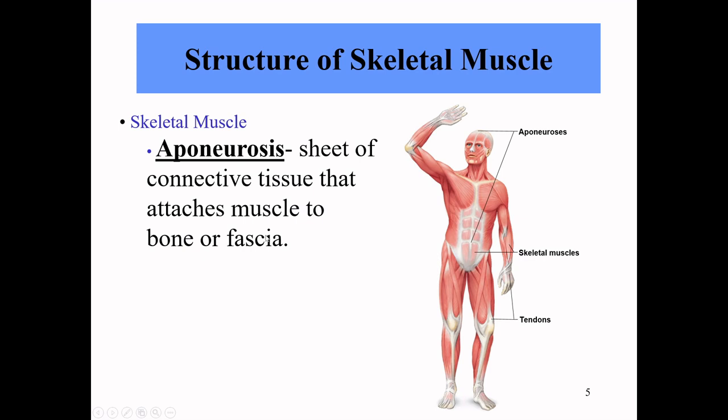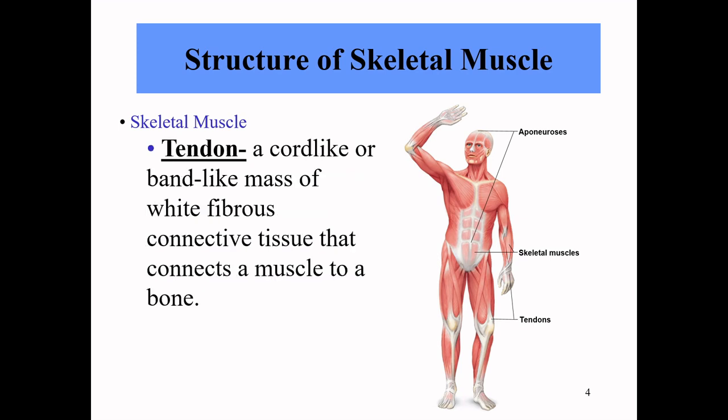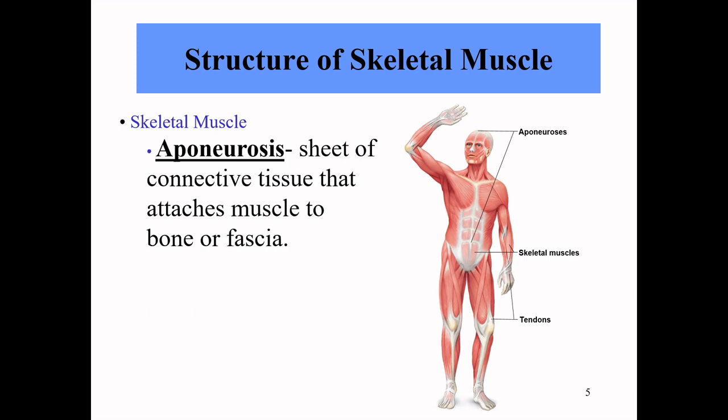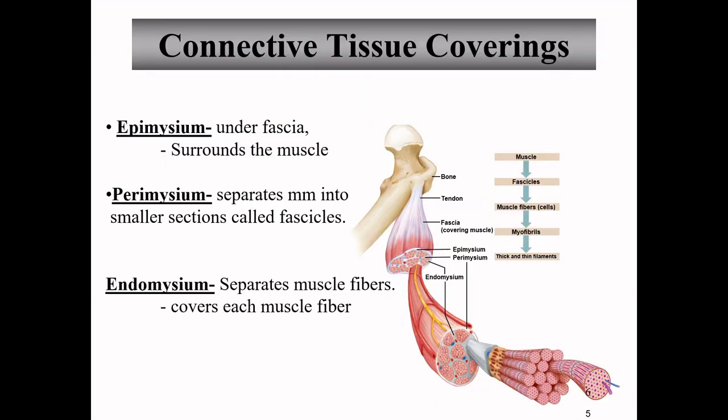An aponeurosis is just a different type of way to attach muscle. So an aponeurosis is a sheet of connective tissue that attaches muscle to bone or to fascia. You can see in our picture here at the top of the head where the muscle kind of turns white as the skull starts to present itself. That white that we see is the aponeurosis, the attachment point of those muscles to the skull. So it's a sheet-like attachment instead of a rope-like attachment. Rope-like attachment is a tendon, sheet-like attachment is an aponeurosis.